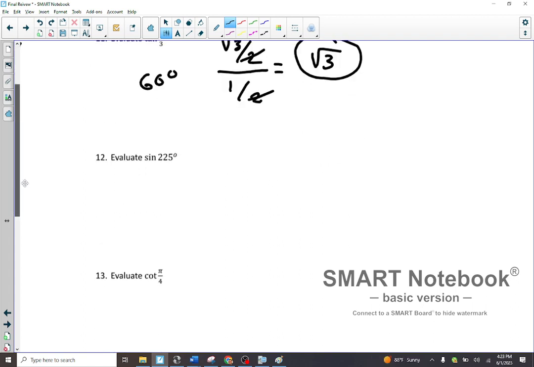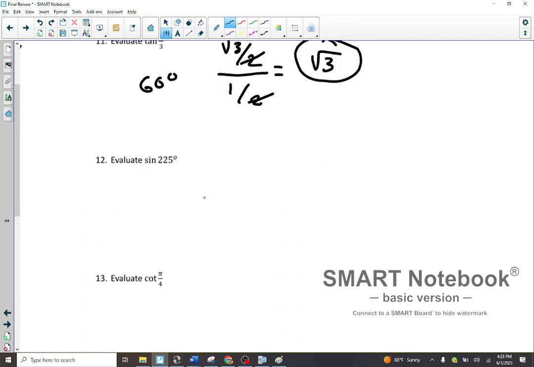Next one. Evaluate sine 225. So sine 225 has a reference angle of 45 degrees and it's in the third quadrant. I know because it's sine, it should be negative, and because it's 45 degrees, it's root 2 over 2. So it's negative root 2 over 2.